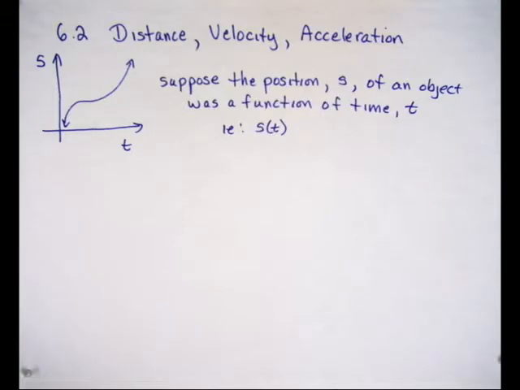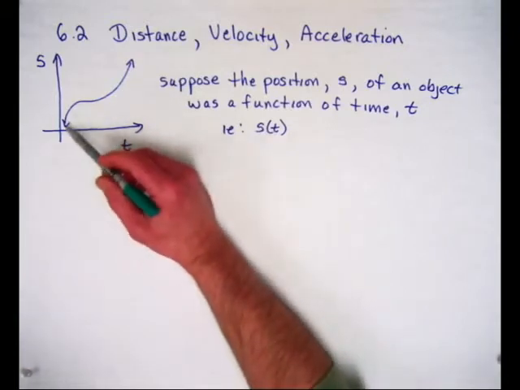In section 6.2, we're going to continue our study of applications of calculus and the derivative by looking at something that's used in physics, the concept of distance, velocity, and acceleration. This is really just a continuation of 6.1 where we looked at rates of change, except in this case, the function isn't just an arbitrary function called f of x, but suppose we had a function that described the position of an object as a function of its time.